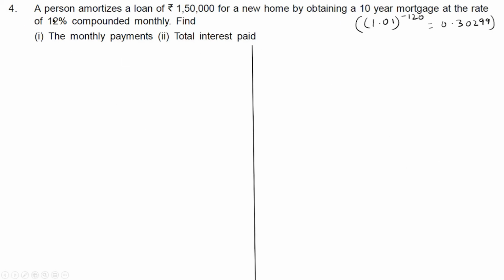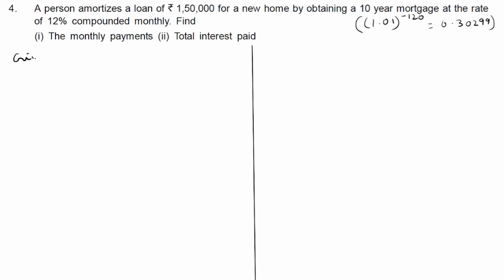Next question. A person amortizes a loan of rupees 1,50,000 for a new home by obtaining a 10-year mortgage at the rate of 12% compounded monthly. Find the monthly payments and the total interest paid. So here a person amortizes a loan of rupees 1,50,000 by getting a 10-year mortgage and the rate is 12% compounded monthly. We need to find the monthly payments and the total interest paid.